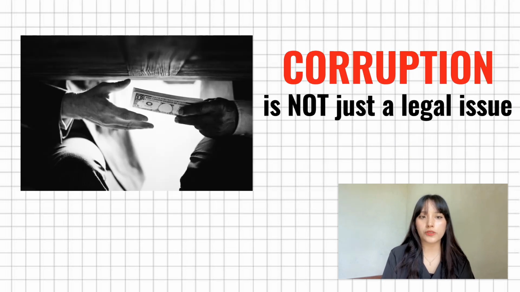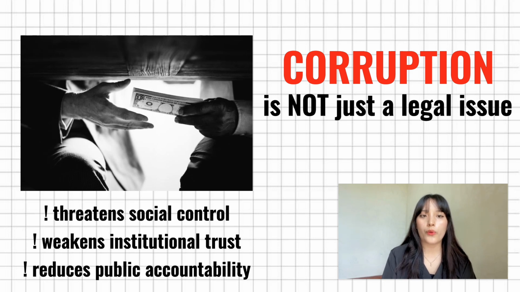So corruption is not just a legal issue, it's a form of deviance that threatens social control, weakens institutional trust, and reduces public accountability. In this presentation video, we will examine corruption from various social science perspectives, explore real-life case studies, and reflect on solutions.